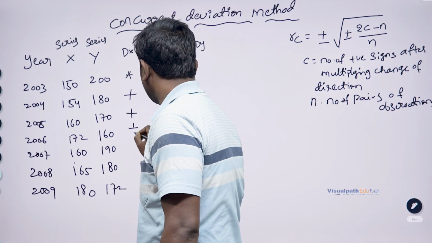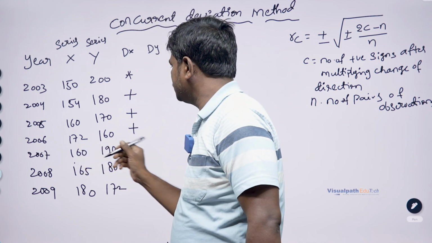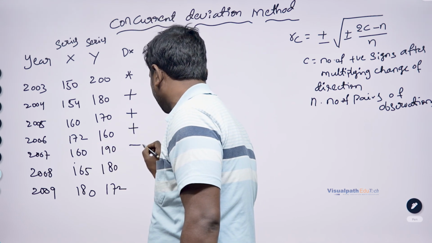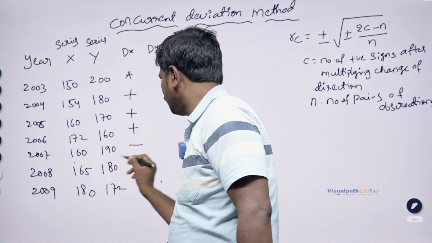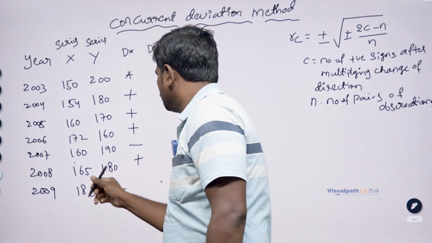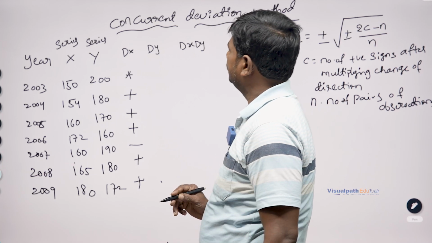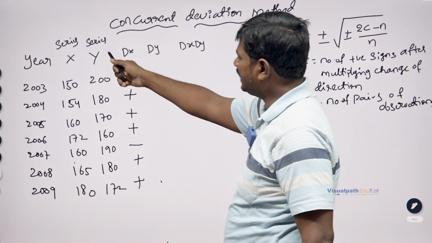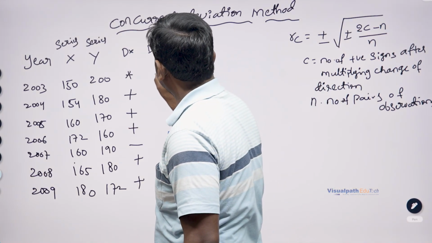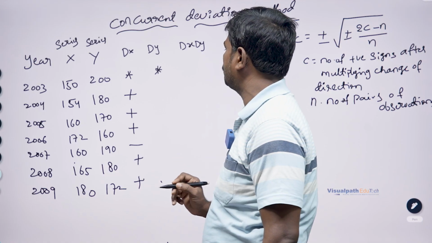Again it increased, plus, 170 to 160. Then it decreased, minus, 160 to 165. And again it increased, plus, 165 to 180. Again it increased, plus. Then this is for dx. Similarly dy. We don't have the information for the previous one, so we put it as a star mark.